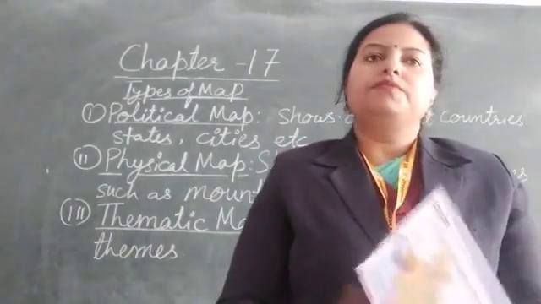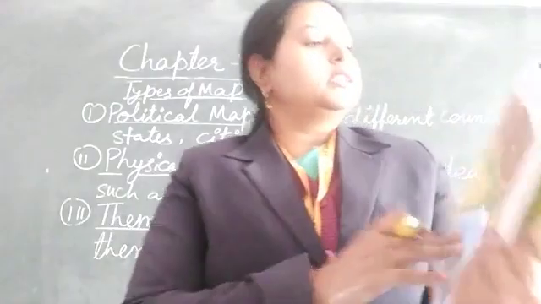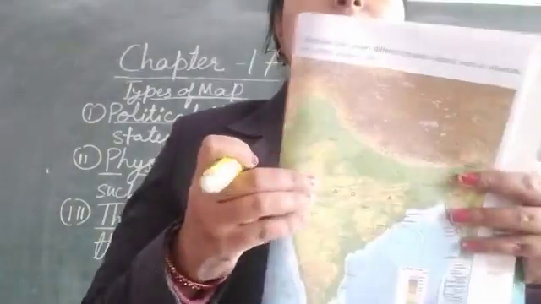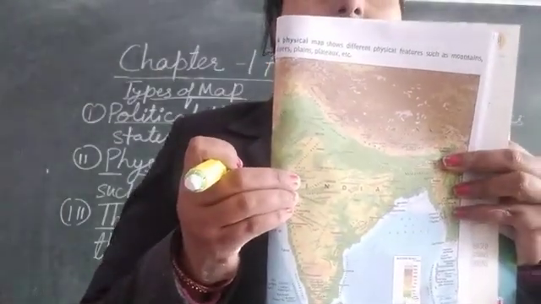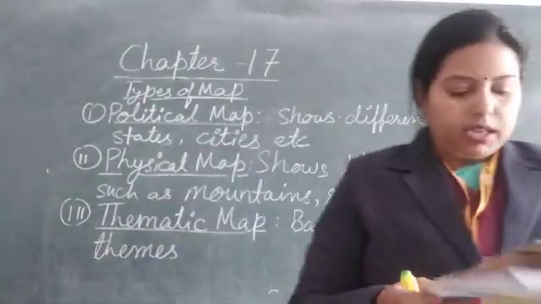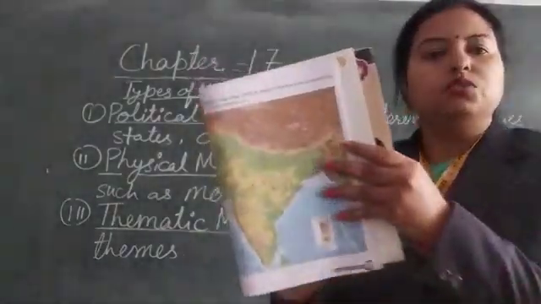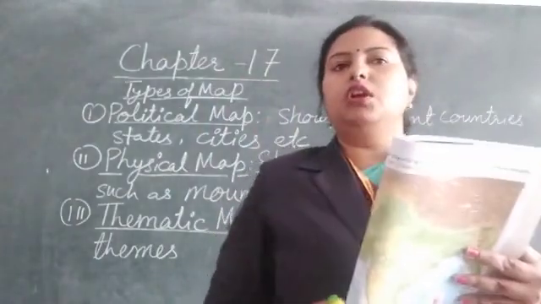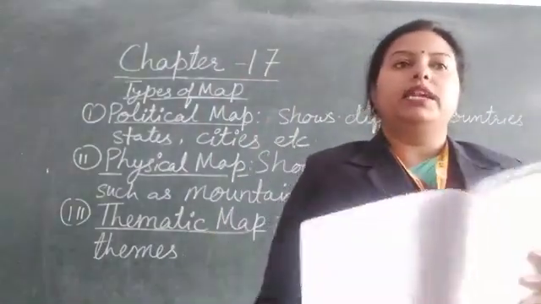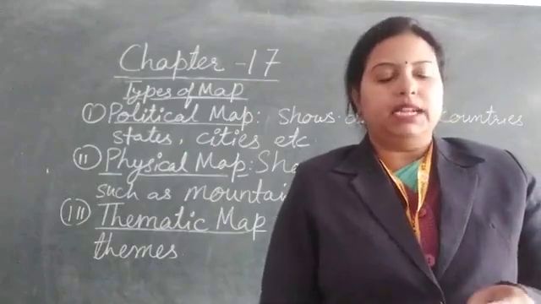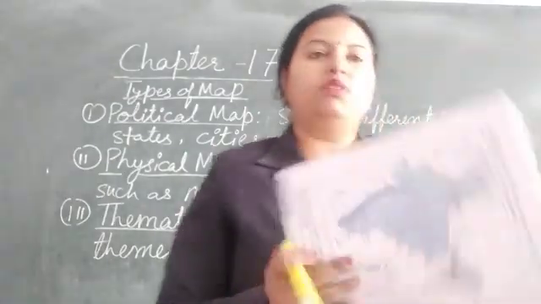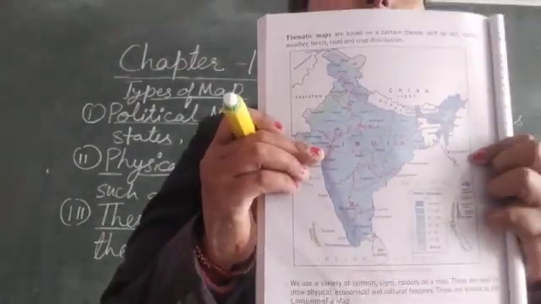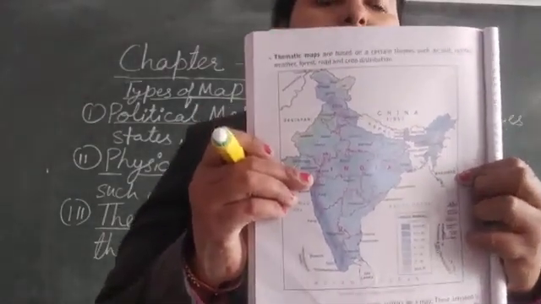Second one is the physical map. See, this is the physical map of India, page number 127. It is showing the different shades. You can see the different shades of colors here. Later on we will understand the meaning of all these colors. Now let us see the third one. That one is the thematic map. See page number 128. This one is the picture of a thematic map, and this is showing the rainfall distribution of India.